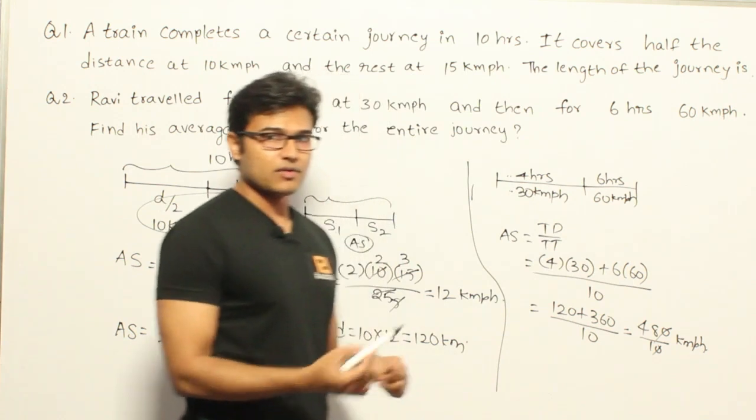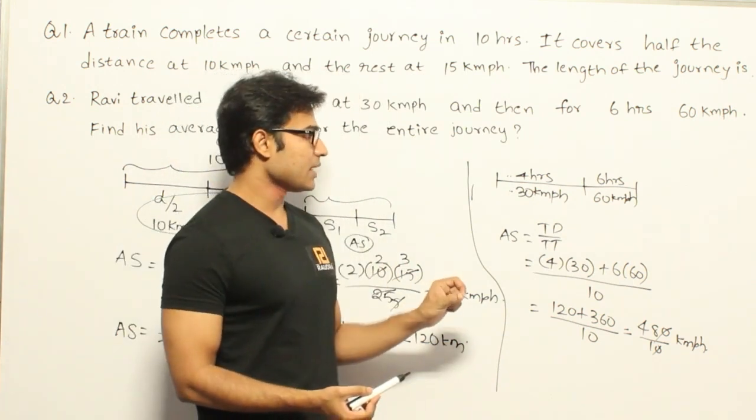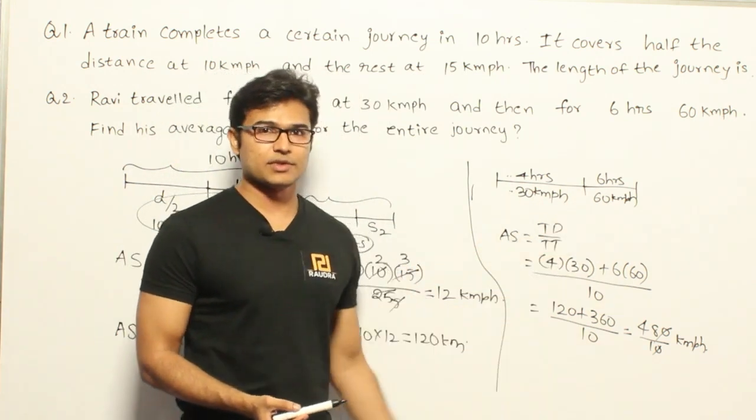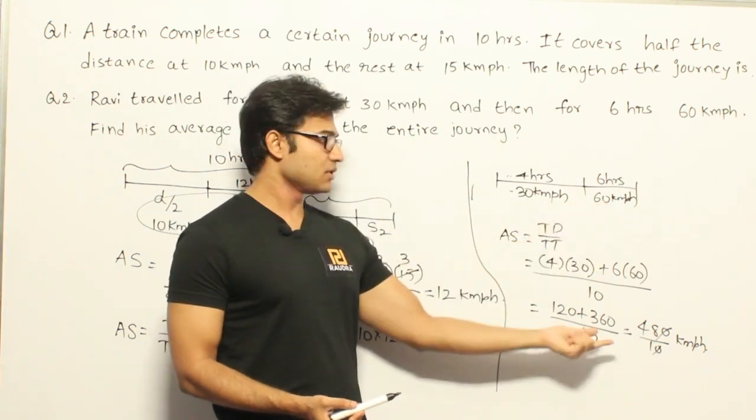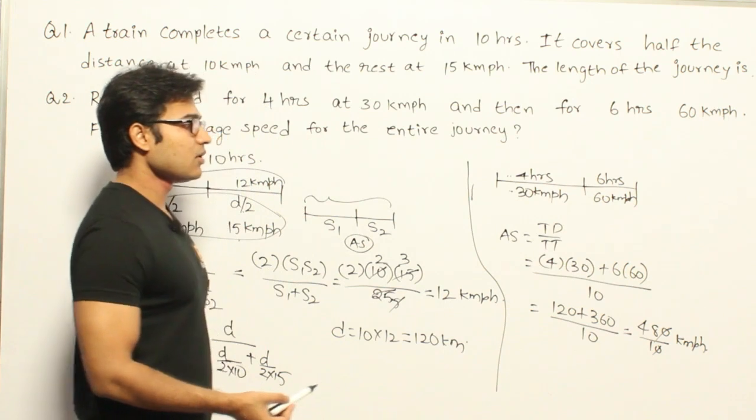Got it? And always remember, average speed will lie between all these speeds. I mean, if you have 30 here and 60 here, it will lie between them, right? So it is 48. So what is the meaning of it?